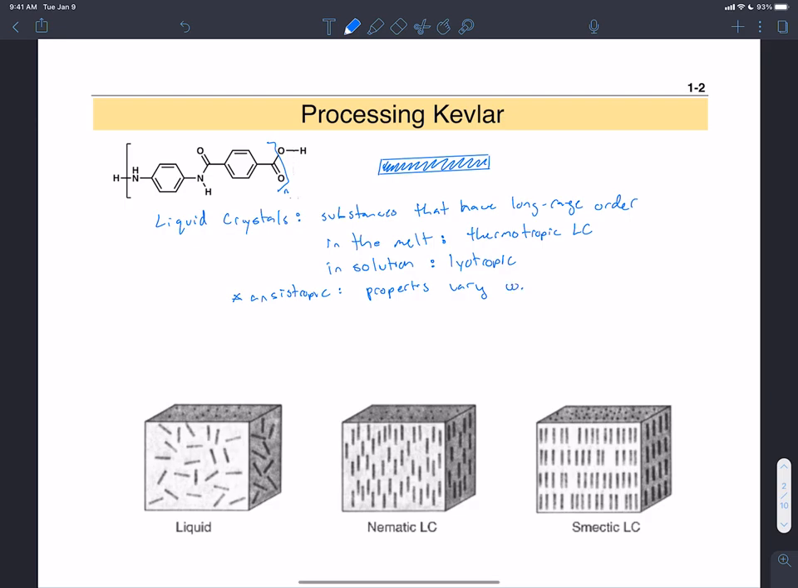So they're not fully homogeneous. If you look at them from one direction, they may have different optical or different viscosities depending on which way you are interrogating them. And this is in contrast to normal liquids that are isotropic. They are fully random. They do not display any long range order, and they will have the same properties in all dimensions, in all directions.